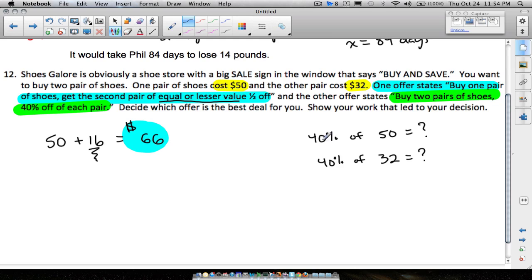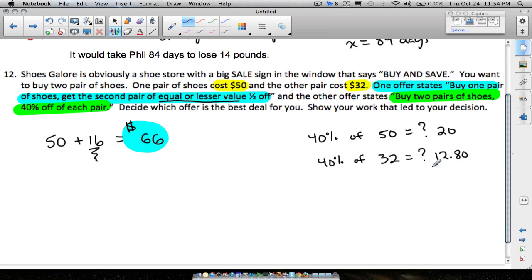Now you might think I misspelled this, but really if you get 40% off, we got to find 40% of 50. 40% off means you want to find 40% of 50, so let's do that. 40% of 50, use your calculator. That's 20 bucks. 40% of 32 is $12.80.